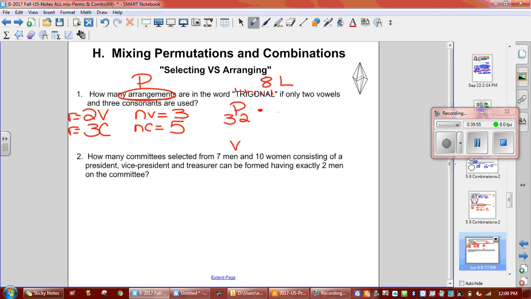Now we're going to do a committee selecting 7 men from 7 men and 10 women.